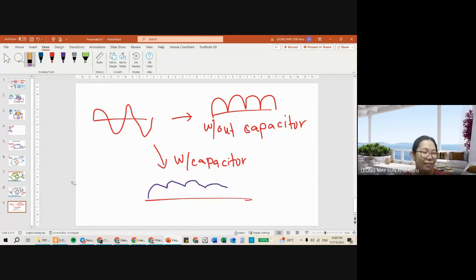All right. For the transistor, the key for the transistor is actually the base current.